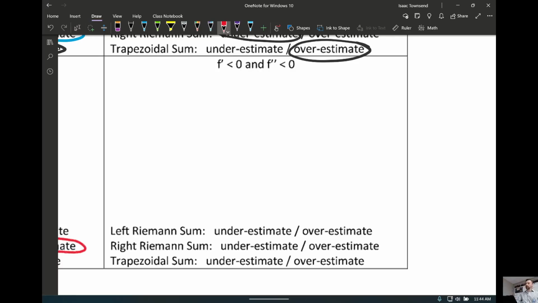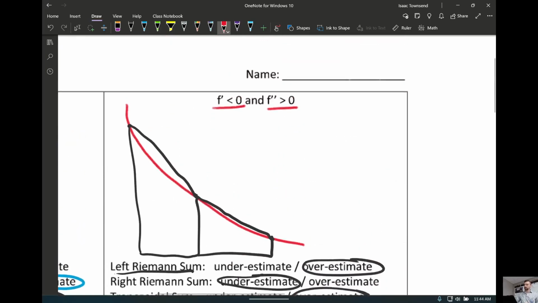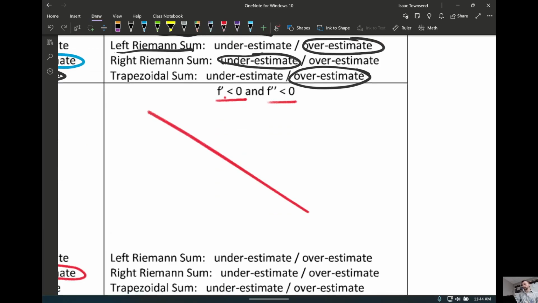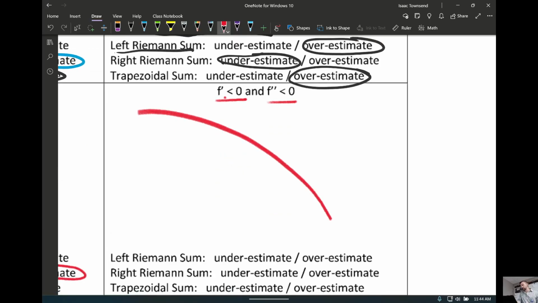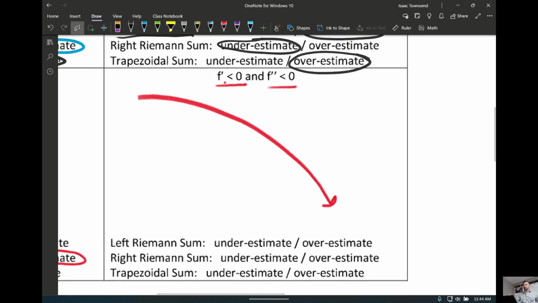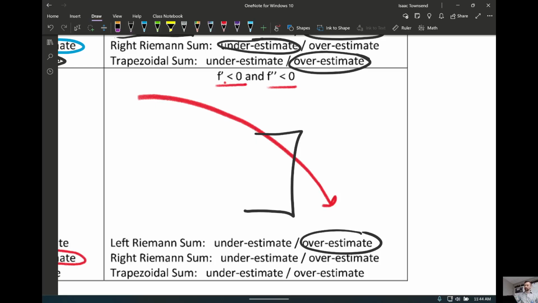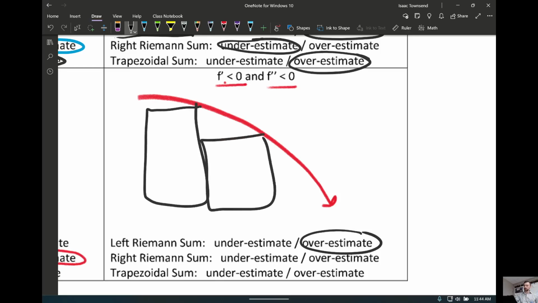Okay, so decreasing, concave down. So decreasing, but concave down, something like that. So left, from left to right, left to right, left to right. Overestimate, it's a little bit too much. Right Riemann sum, from right to left, right to left, it's an underestimate.